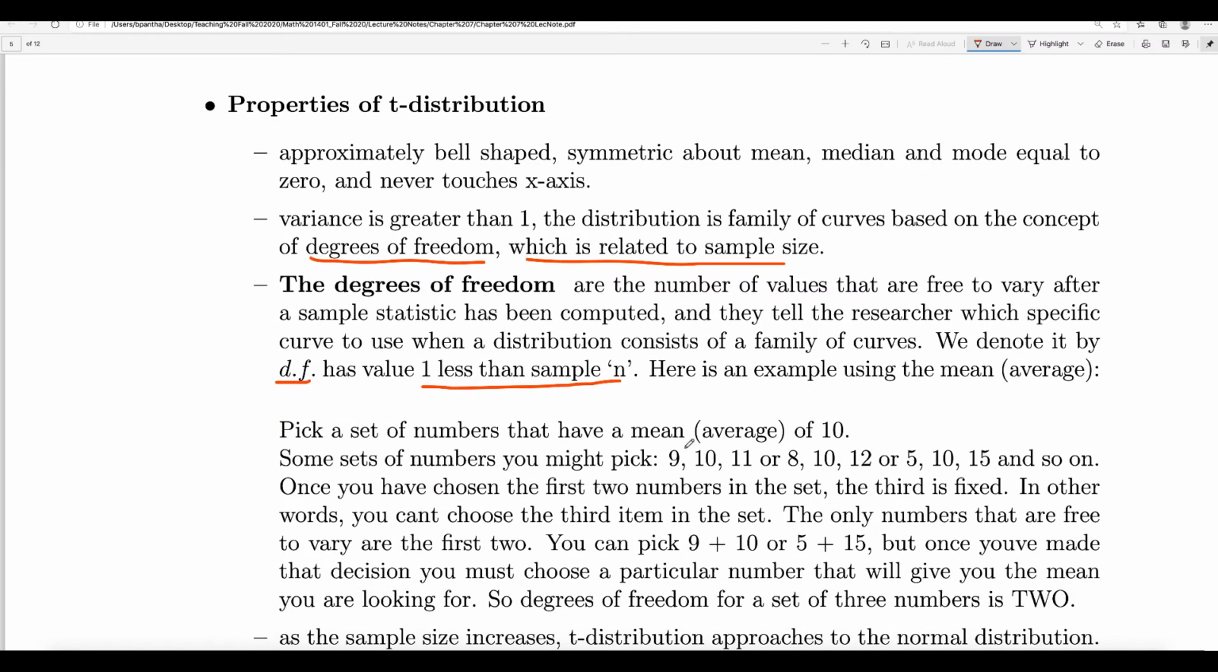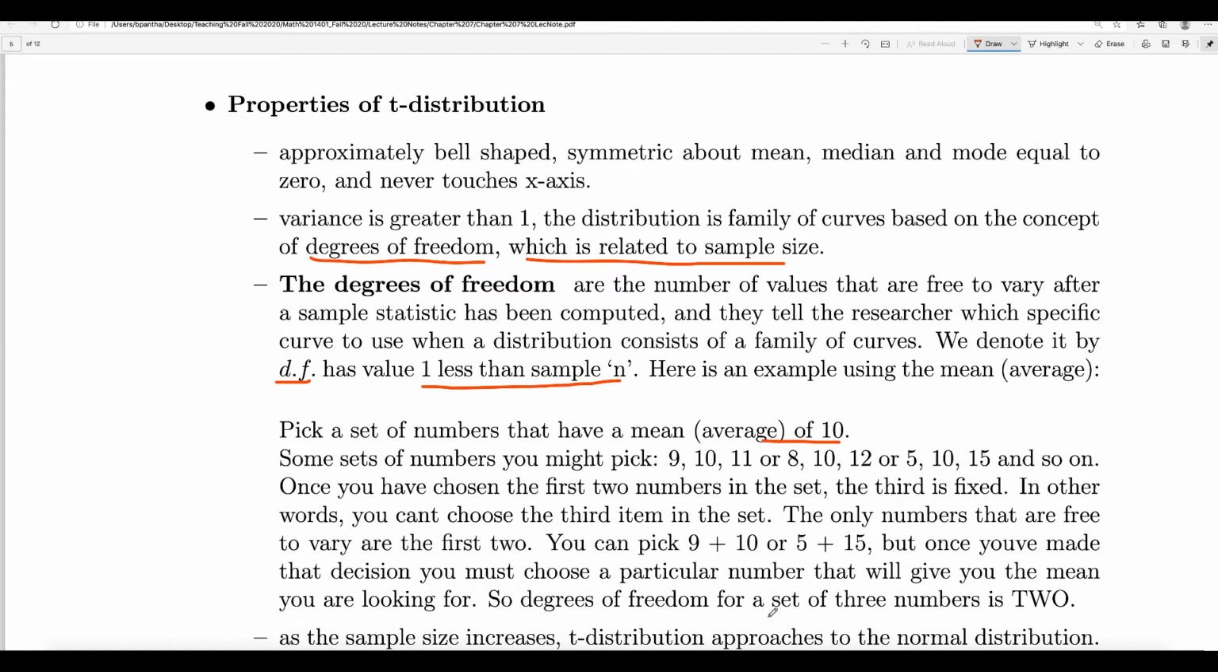Pick a set of numbers that have a mean or average of 10. Some sets of numbers you might pick will be 9, 10, 11, or 8, 10, 12, or 5, 10, 15. All of these samples have sample mean 10. Once you have chosen the first two numbers in the set, the third one is fixed because you want to make the average 10. If you pick 9 and 11, the third one must be 10 to get the average 10. In other words, you cannot choose the third item in the set; it is already fixed. The only numbers that are free to vary are the first two. You can pick 9 and 10 or 5 and 15, but once you made that decision, you must choose a particular number that will give you the mean you are looking for.